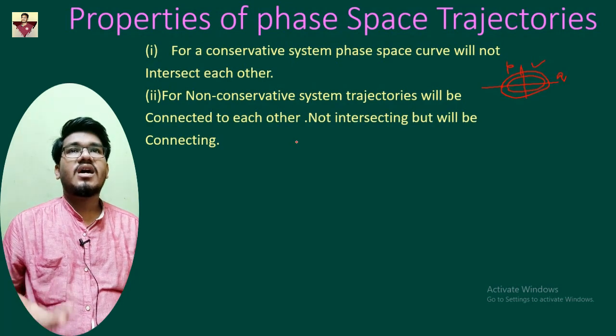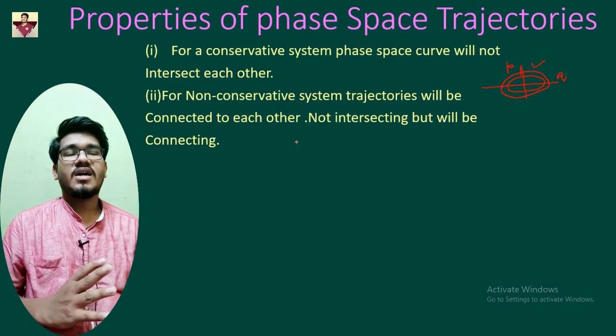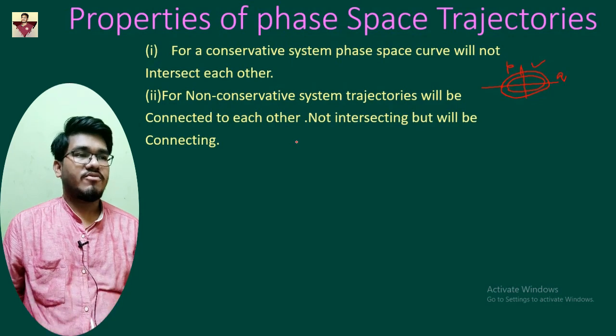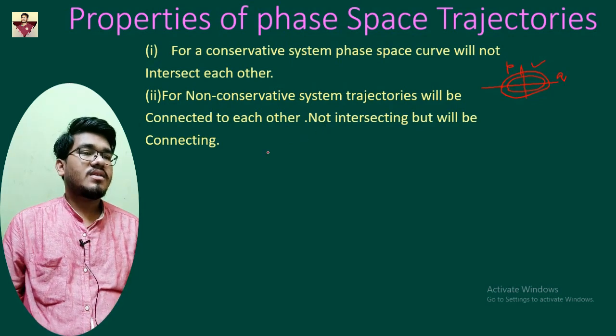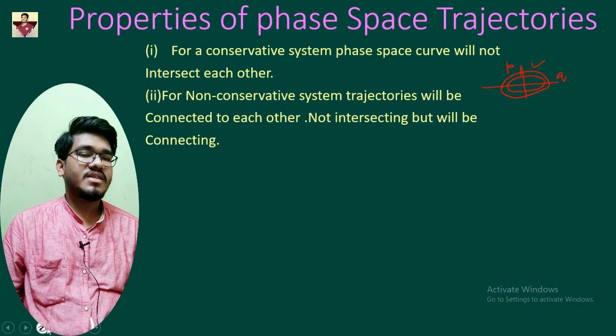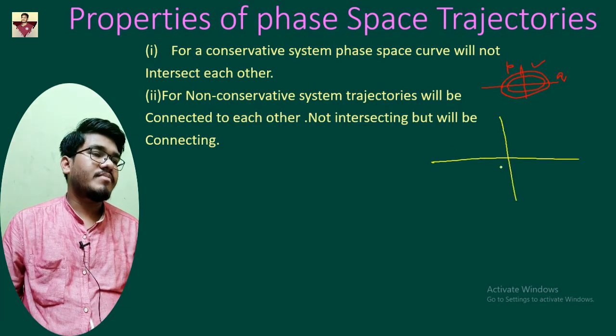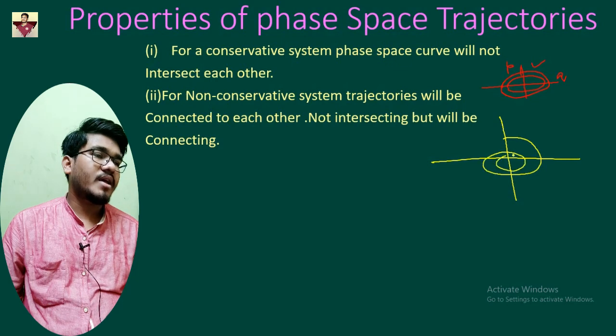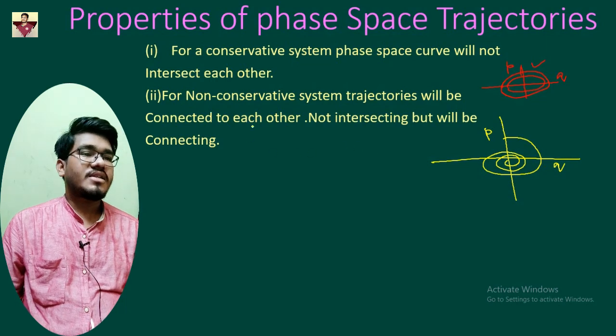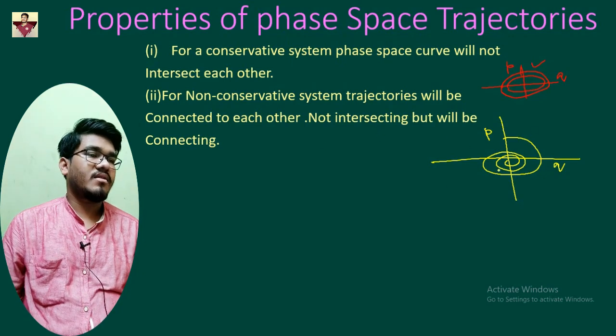But take the case of, let's say, a pendulum which is subject to damped oscillation. That means a dissipative force is present in the system. In that case, the phase trajectories will be dissipative. It will begin from here, and it will be like a spiral. This is P versus Q. As you can see, they are not cutting each other, but they are connecting each other in this manner.